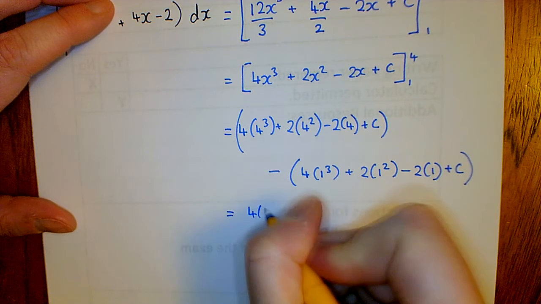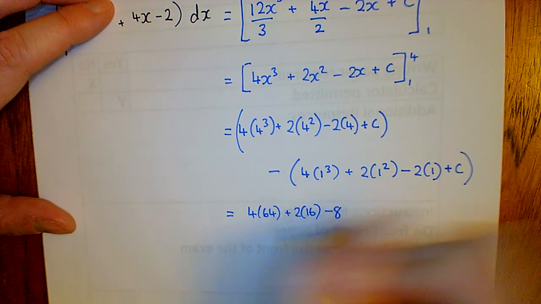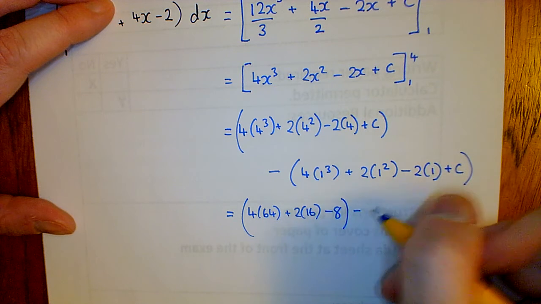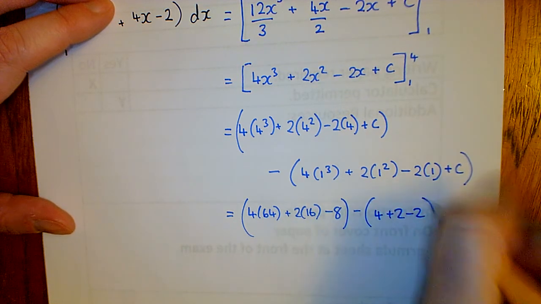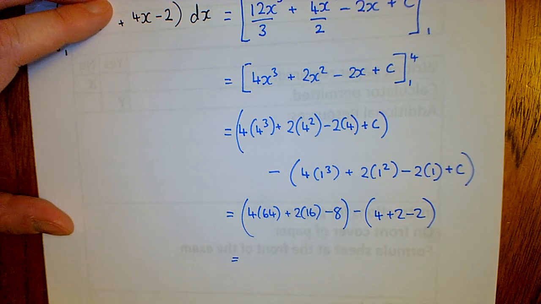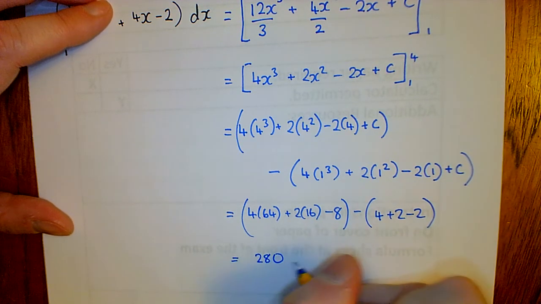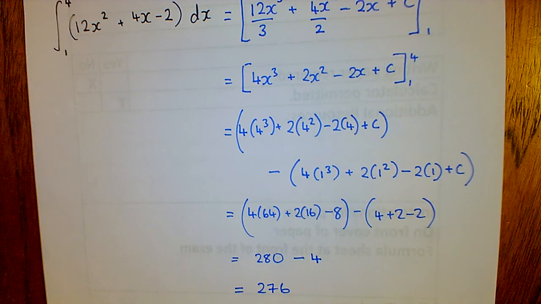So we've got 4 times 64 plus 2 times 16 minus 8. And we have minus 4 plus 2 minus 2 in the second bit. So this first bracket, when you work it all out, you get 280. The second bracket, when you work it out, we get 4. So take them away and we get 276.